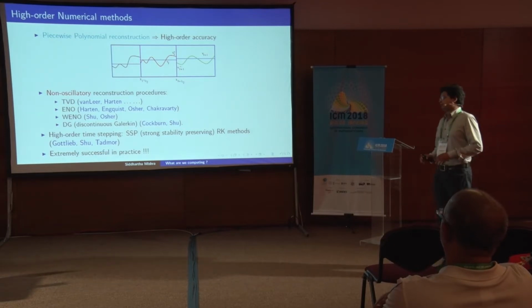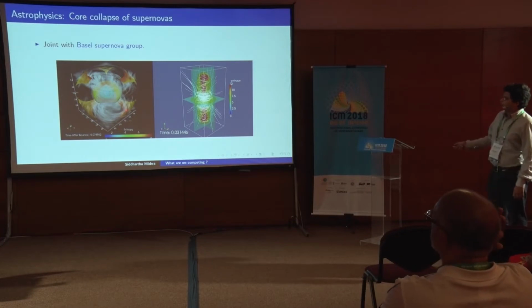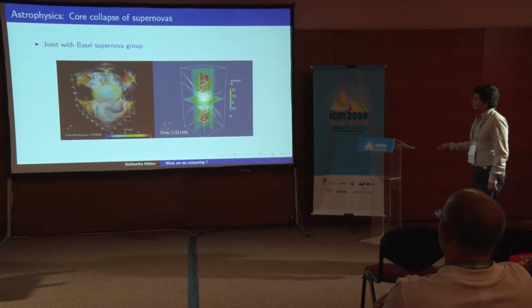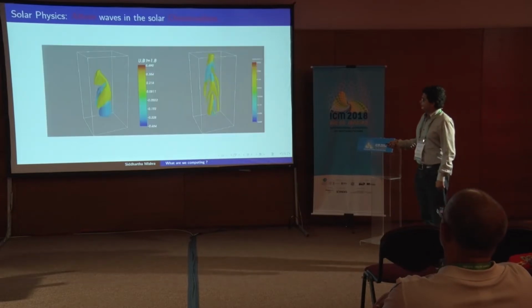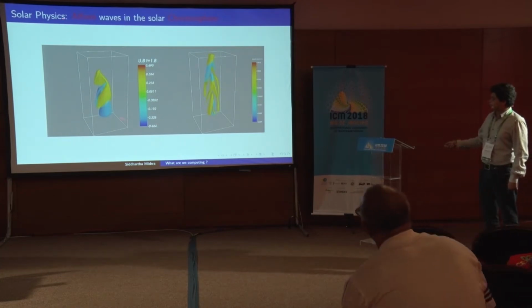So this package of finite volume schemes, approximate Riemann solvers, non-oscillatory reconstructions, and strong stability-preserving time stepping, is extremely successful in practice. I'll just give you some examples from my own research. So with this, you can, for instance, simulate what are called magnetic towers instabilities in the core collapse of a supernova. You can simulate the propagation of Alfvén waves in the solar chromosphere. So these are some Alfvén waves which are propagating there.